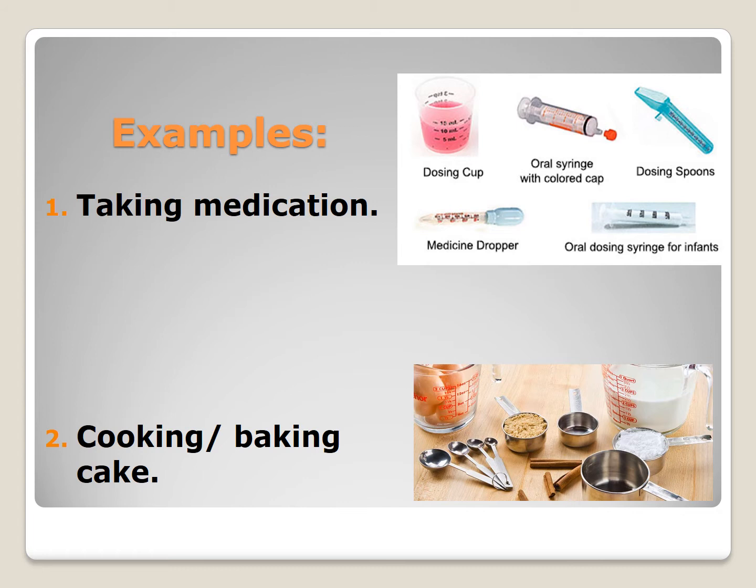Why is measurement important, guys? For example, taking medication. We need to ensure that our body is getting the correct amount of medication needed. We cannot overdose and we cannot have a low dosage of the medication. In order for our body to fully recover, we need the adequate amount of medication. Cooking and baking, cake, or in general, cooking, we need the correct amount of ingredients in order for that food or item that we're cooking to come out delicious.